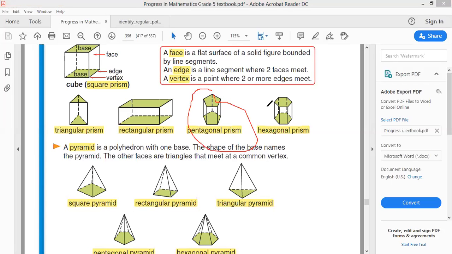Now this shape, it has 6 sides with the bases.